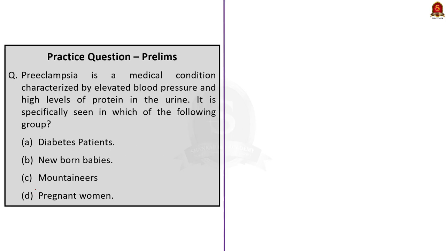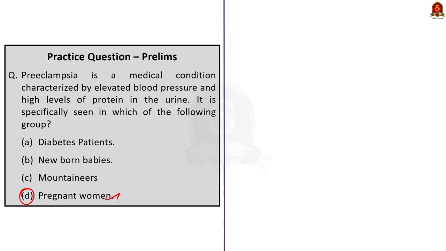Moving on to the next question. Preeclampsia is a medical condition characterized by elevated blood pressure and high levels of protein in the urine. It is specifically seen in which of the following groups? From our discussion, we know that the correct answer here is option D, pregnant woman.